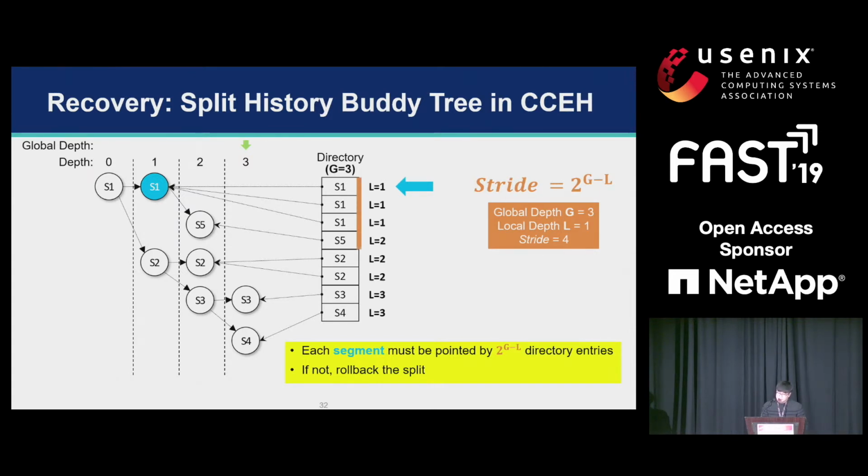We can easily figure out the inconsistency and recover from the failure without explicit logging. This recovery algorithm requires scanning all the directory entries. However, the directory size is usually much smaller than the hash table, so the recovery cost is almost negligible.